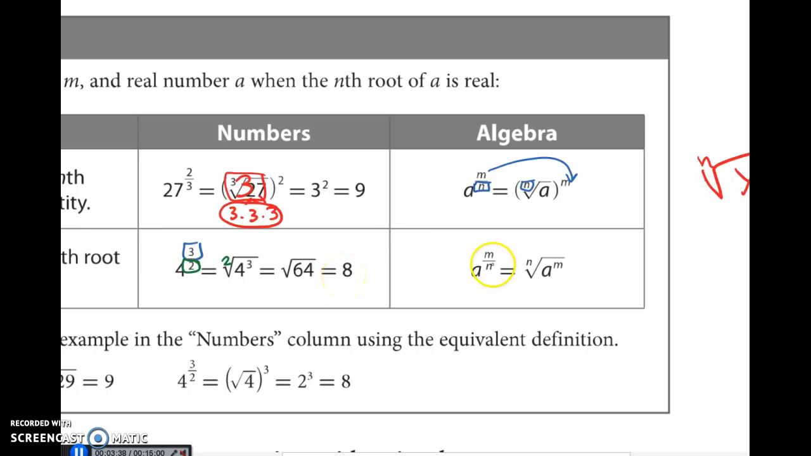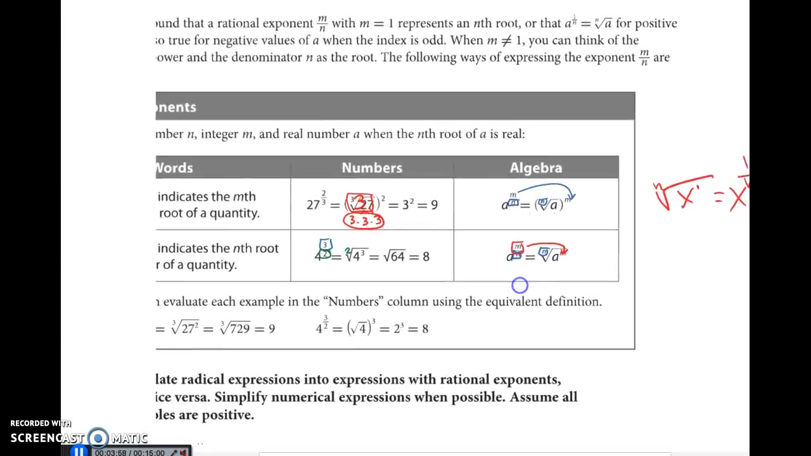Now looking at it in the general term, n is still always your index. Notice how that's the case in both of these. N is the index. And in this case, m, rather than putting it on the outside of the whole expression, we can put it on the inside right here. So you can rewrite either way.